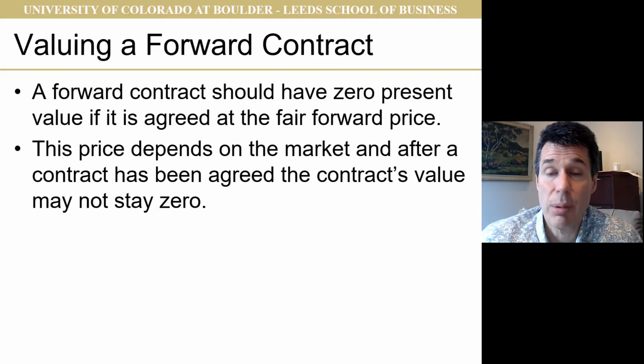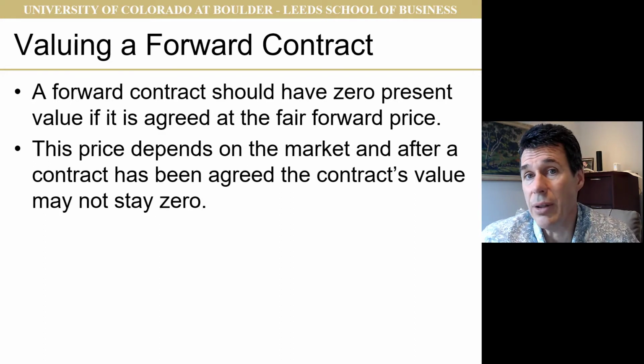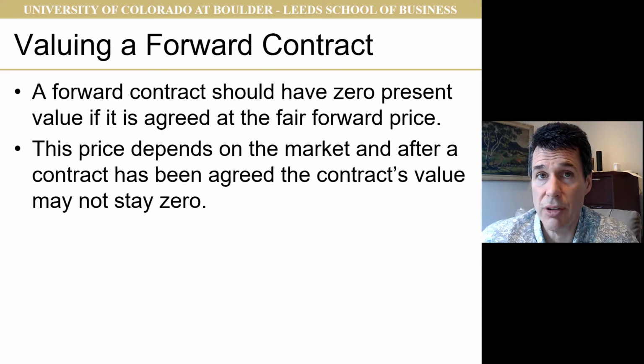Alternatively, the fair forward price falls in the market and we've agreed at a higher price. We're unhappy, which means it has a negative present value to us. And if it has a negative present value to us, it has a positive present value to our counterparty. Now, imagine the following scenario. We've entered into a forward contract at some price, and we decide later that we want to unwind that contract. We want to close it out.